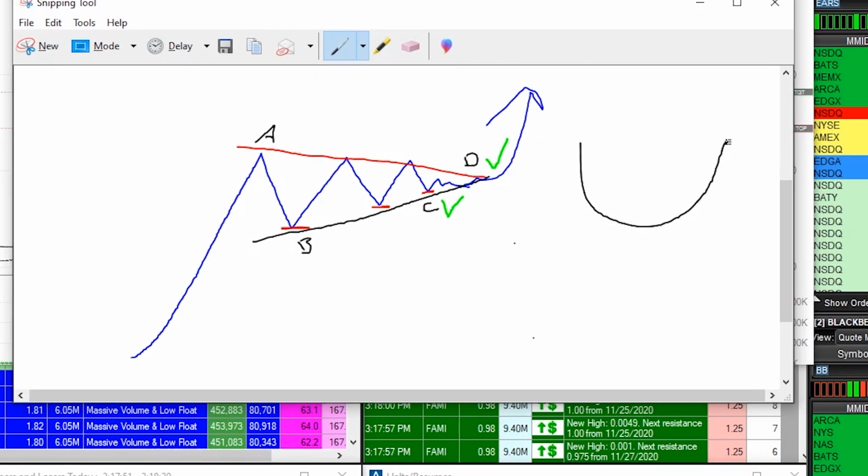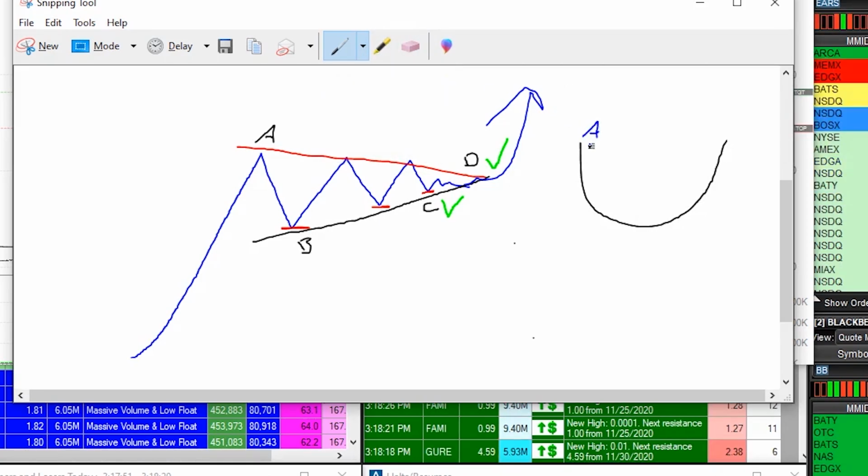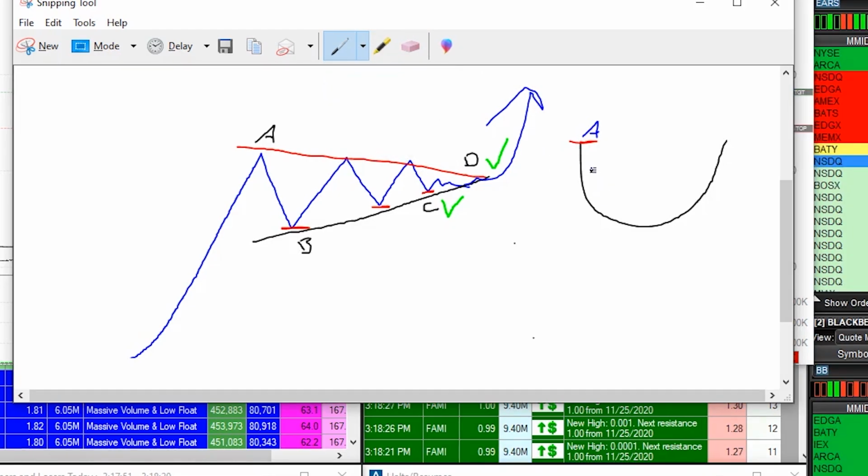where again, we have our U-shaped setup. When we have our U-shaped setup, what happens right here? Our A is going to be establishing resistance, right? A is establishing resistance and the drop. Then on top of that, B is going to be support. C is going to be the higher lows. And then again, D is the breakout. So C is always the higher lows. D is always the breakout. B is usually support, and A is establishing resistance.